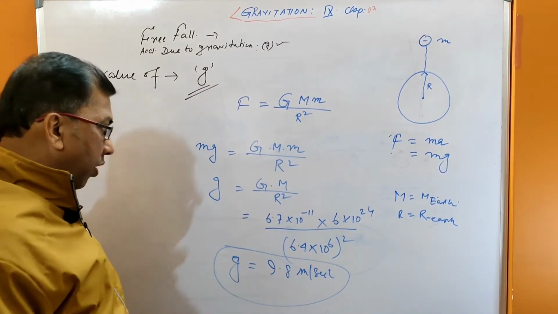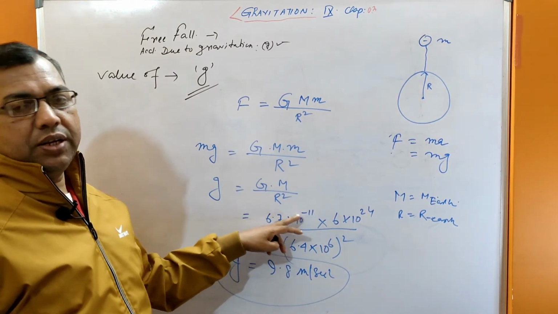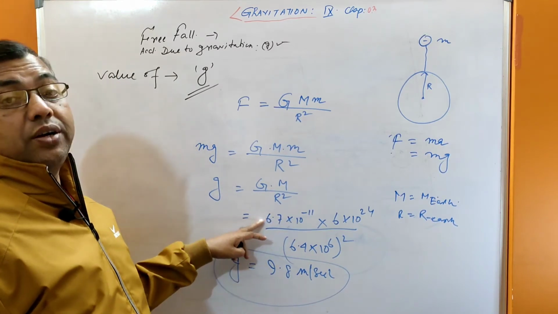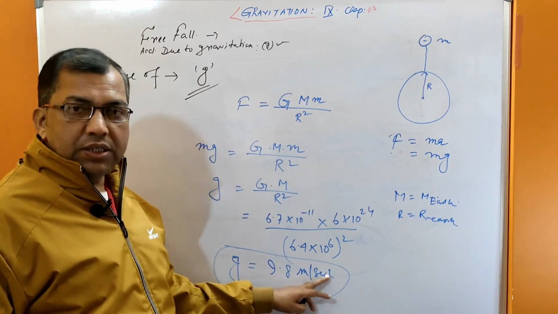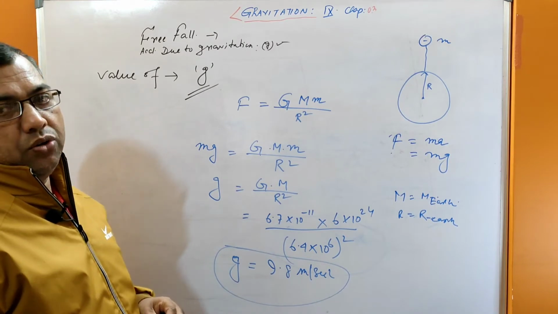And what is the value of capital G? That is 6.7 into 10 to the power minus 11 Newton meter square per kg square. You have learned it earlier. And small g is 9.8 meter per second square. Clear? So the value of g we have already found out.